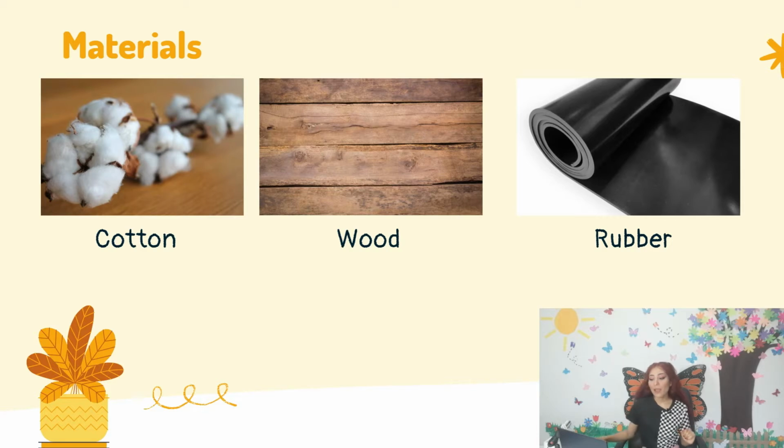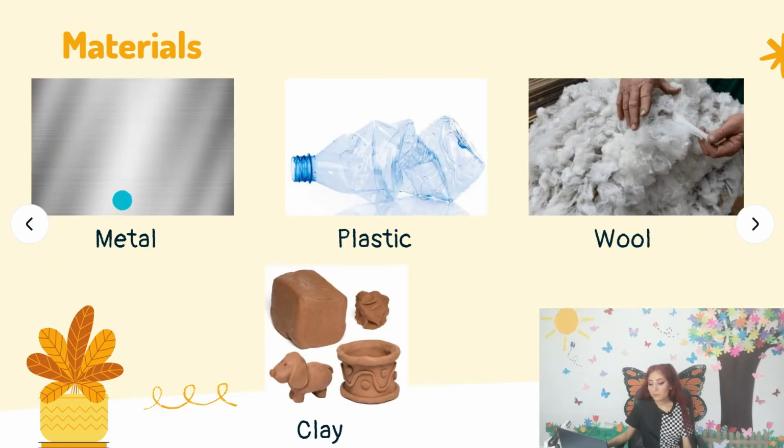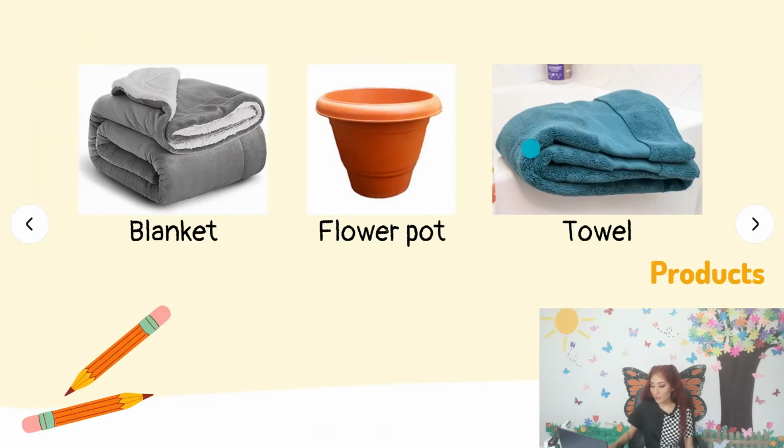So let's repeat. These are the materials: cotton, wood, rubber, metal, plastic, wool, clay. These are the materials, okay?